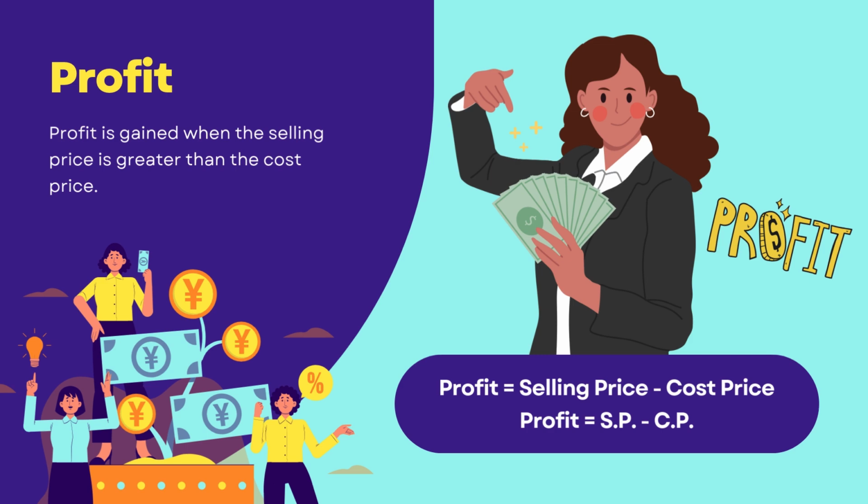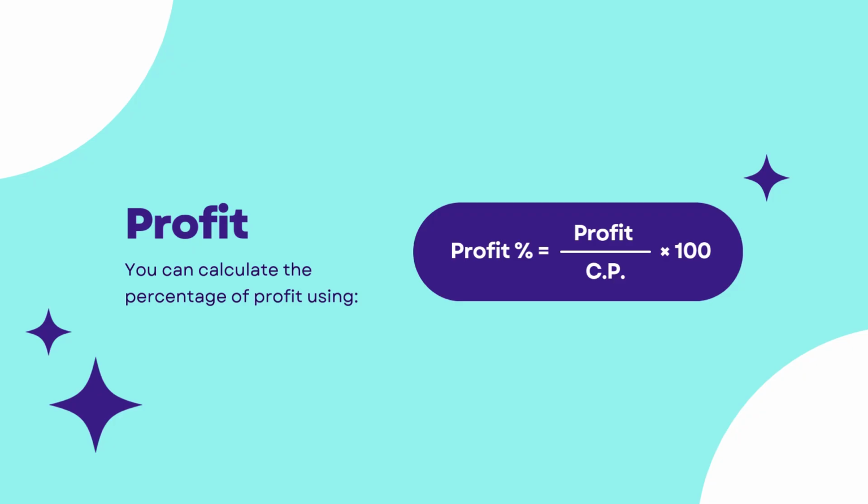Now, what is profit? Profit is gained when the selling price is greater than the cost price. How can we calculate profit? Selling price minus the cost price. Also, you can calculate the percentage of profit using this formula. Profit percentage equals profit over cost price times 100.